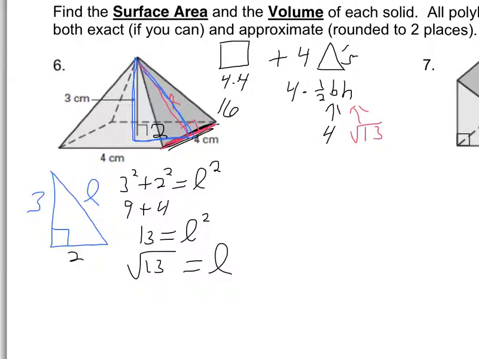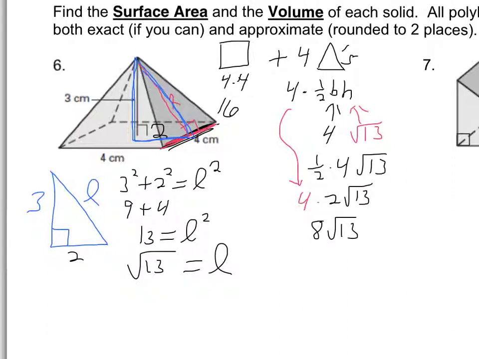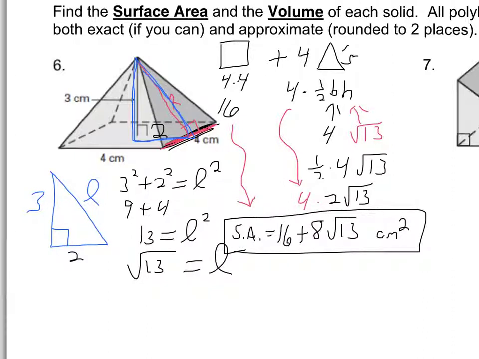And so each triangle, if you want to do it one at a time, would be 1/2 times 4 times radical 13, which is just 2 radical 13. That's the area of one triangle, but we have 4 of them, so overall that makes 8 radical 13. Bring the 16 down from the square on the bottom, and our exact surface area is 16 plus 8 radical 13 square centimeters. That's the most you can do without eventually typing that in your calculator and rounding.